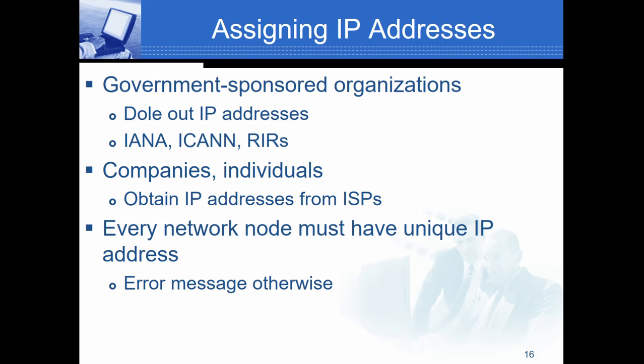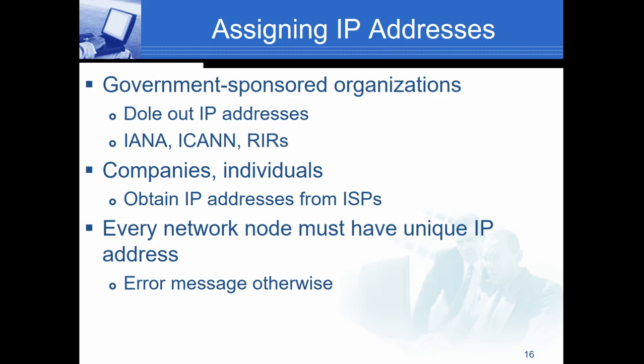ICANN is the one that develops it, and IANA is the Internet Assigned Numbers Authority. So basically, you're going to use a company or individual. You get your public IP addresses, not your private IP addresses, from your internet service provider. They'll give you blocks of them. They may give you two, four, or eight, and that determines what you pay for each one.